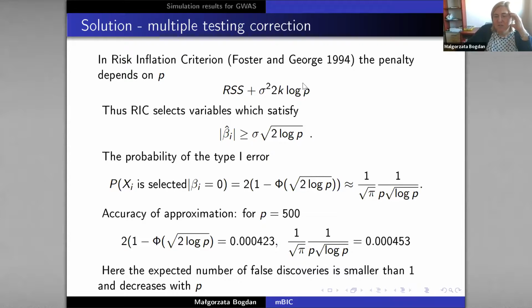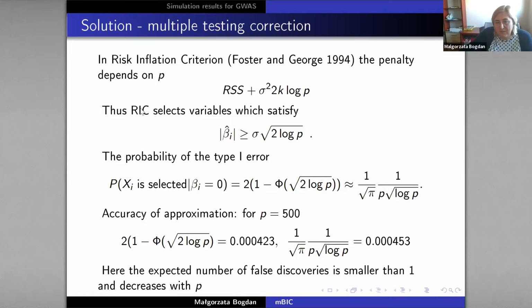However, the penalty here does not depend on the sample size. So for any given p, the probability that your xi is selected is something very small, and it's not going to get smaller when n increases. So again, it lacks a little. When the sample size increases, typically we can get a very high power, and we could also have a small type 1 error. And this criterion does not do this.